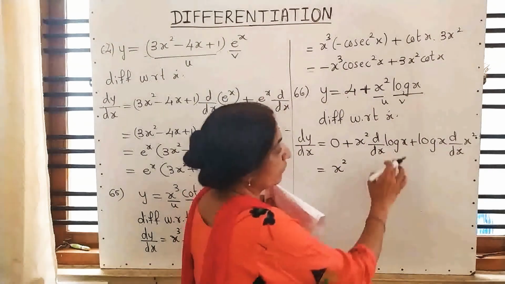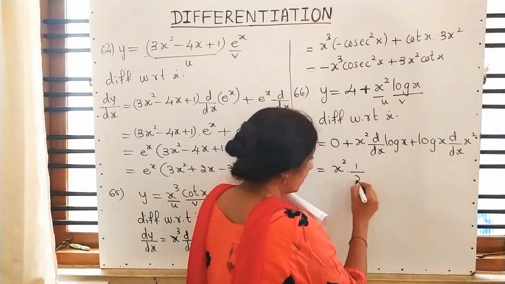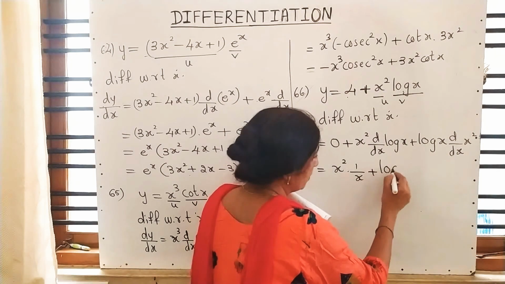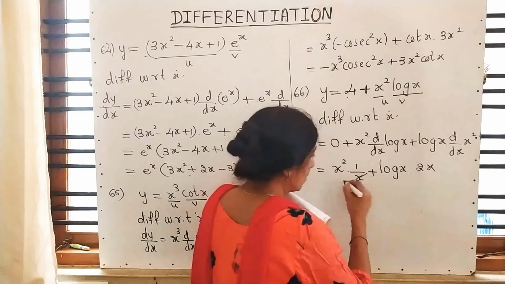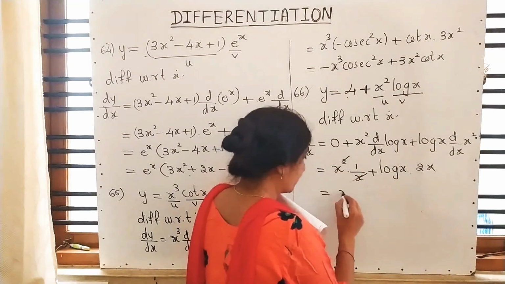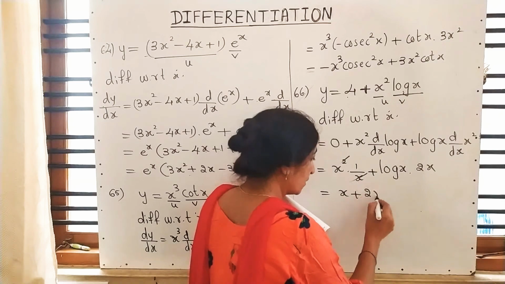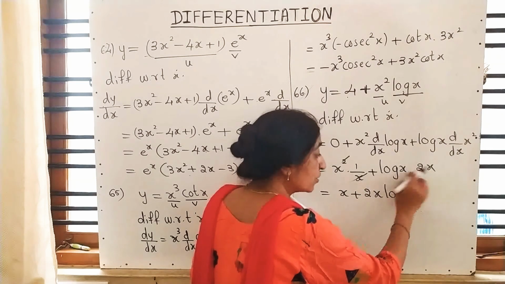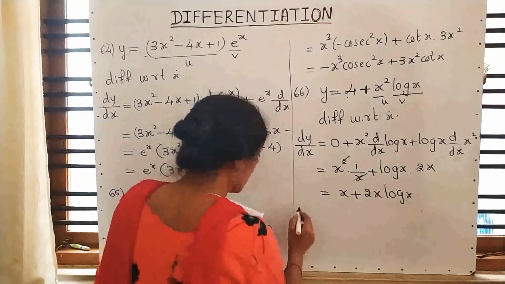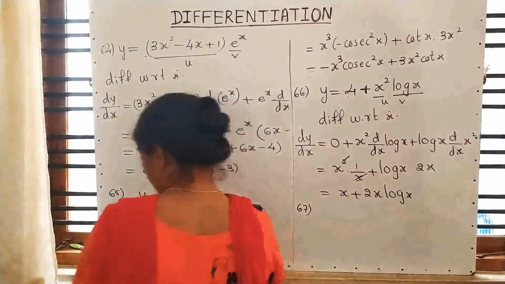Tell me, what is the differentiation of log x? 1 by x, plus log x as it is. Differentiation of x square is 2x. One x is cancelled with this. It is x plus 2x into log x. You cannot mix these two. Understood? Question number 67.